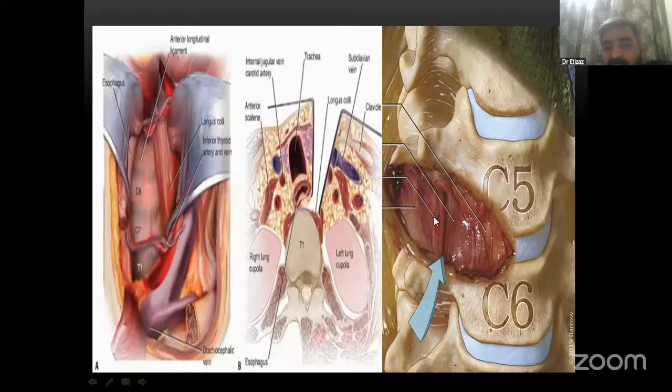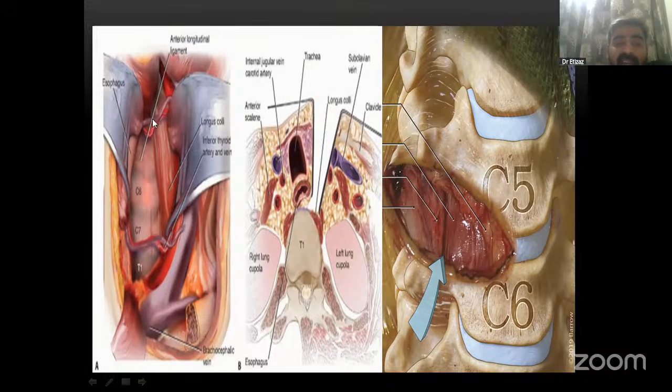We have to retract this one laterally. Sorry, this is the sternocleidomastoid with the carotid sheath, and medially there will be the esophagus and the trachea, and the most medial part will be the omohyoid. We have to retract the sternocleidomastoid muscle and carotid sheath laterally, and retract this one medially.